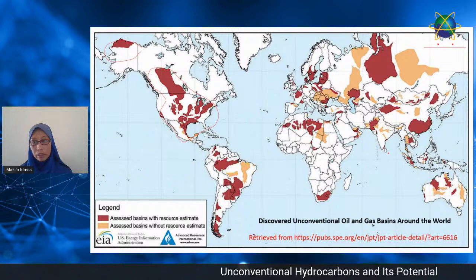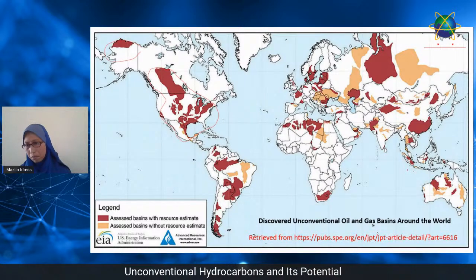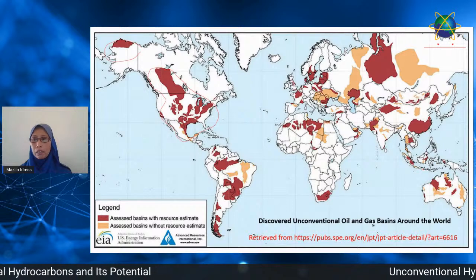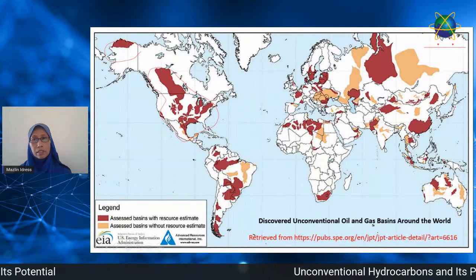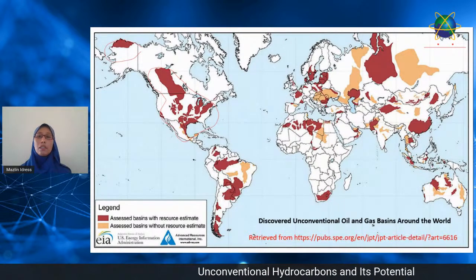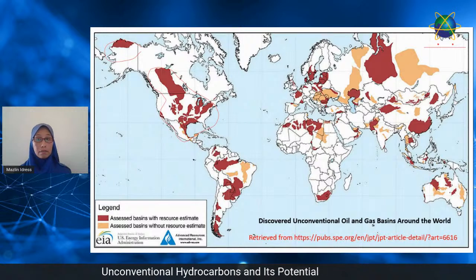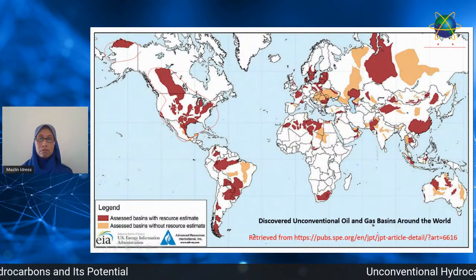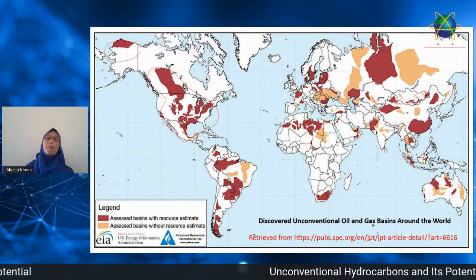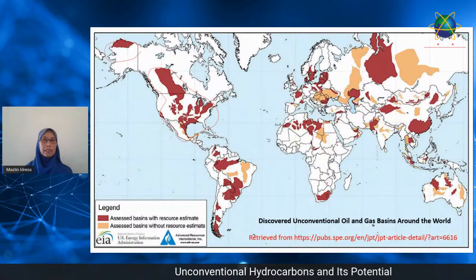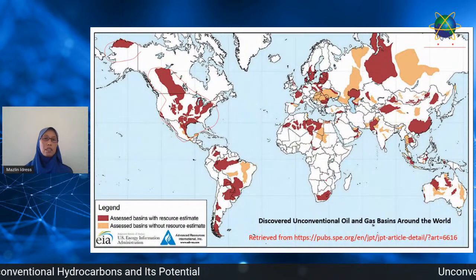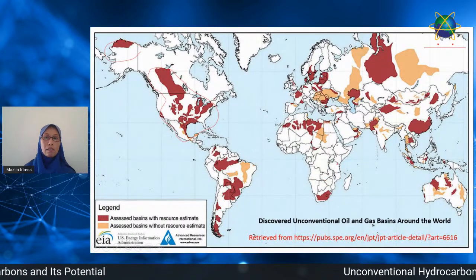In Southeast Asia, we have a few more, basically in Indonesia, and we can find some gas hydrates in Japan. We have shales in Australia, and we have a lot in the US and Russia. So this is a map showing where you can find unconventional oil and gas basins around the world.